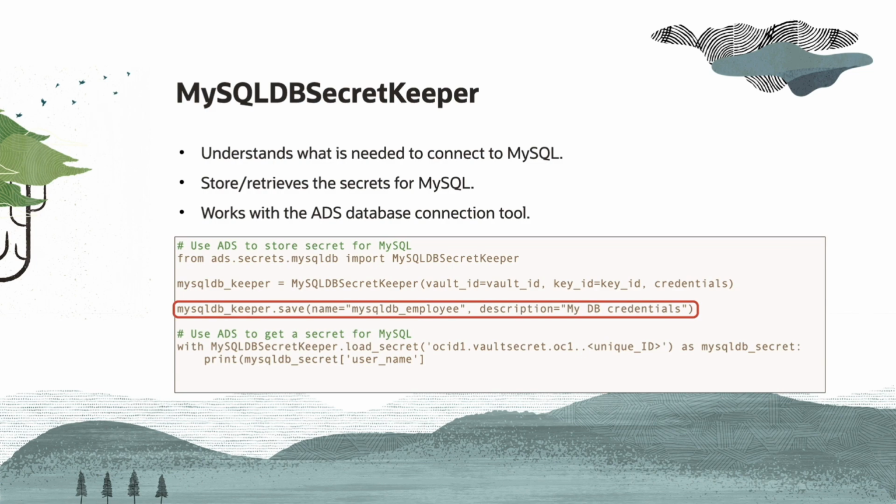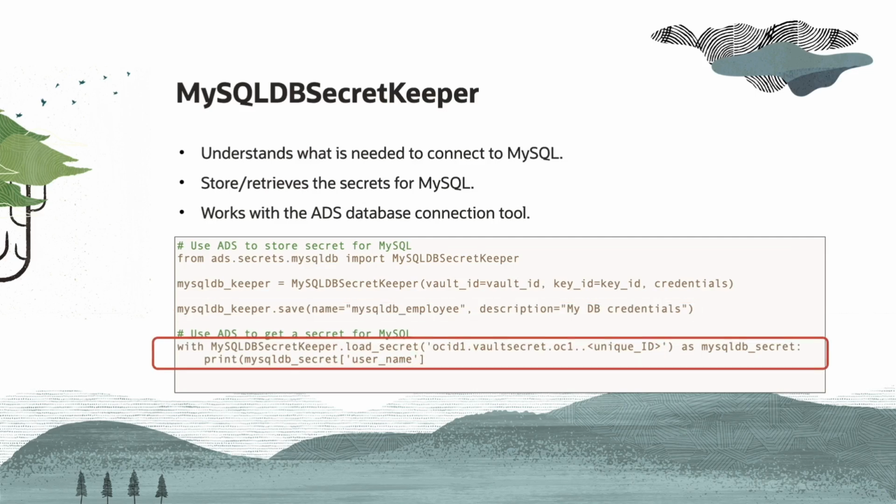That was simple to save the data. How easy is it to retrieve it? Well, in best practices, what we would want to do is retrieve it, but not store it in a variable that's going to hang around. So I'm going to show you an example where we're going to use the with statement, basically create a context. And we're going to load that secret in by calling the MySQL DB secret keeper, and we're going to use the load secret method. And all we're going to do is pass in the secret OCID.